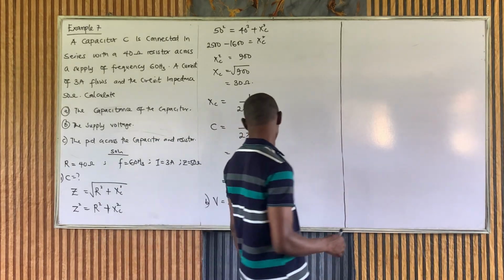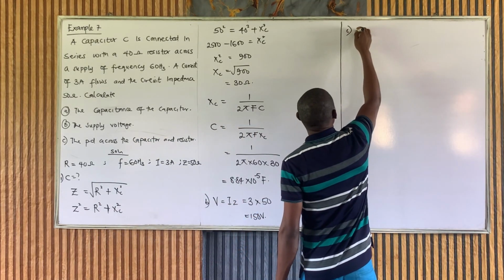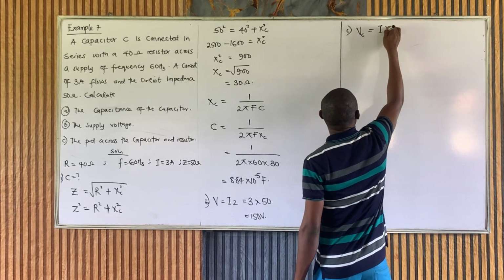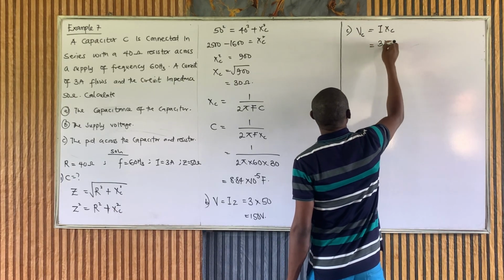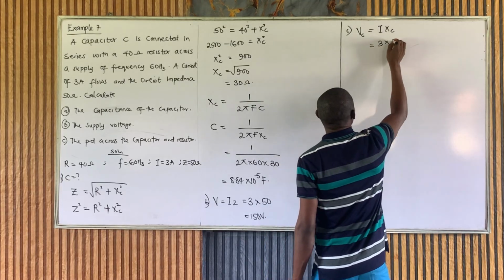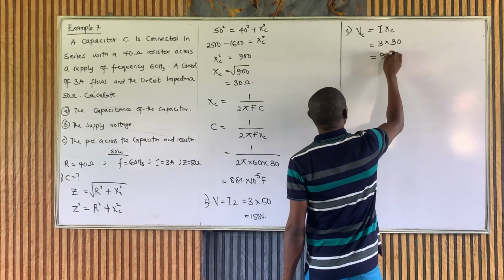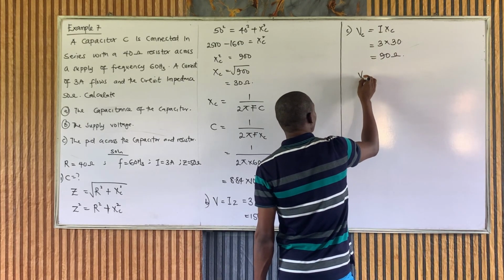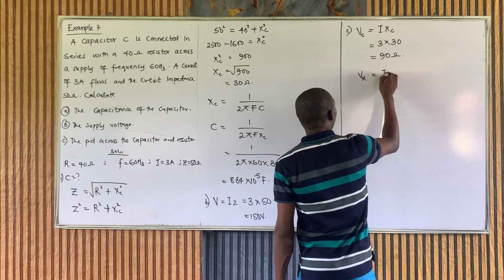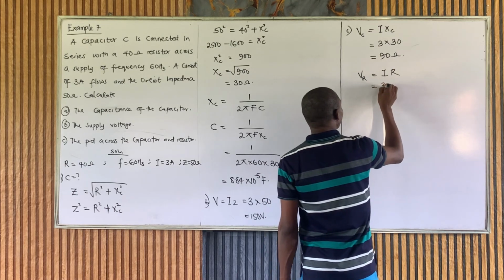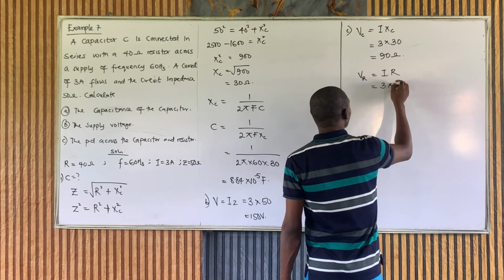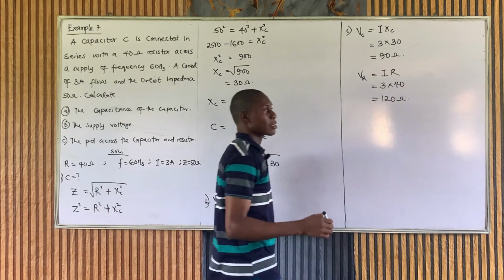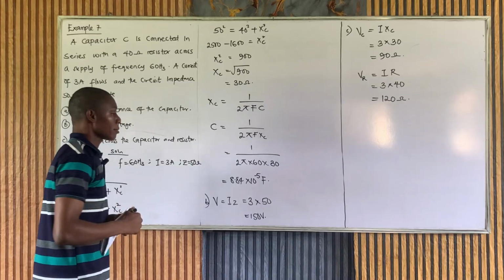The next one now, C, the V across the capacitor. And that is I XC. The current is 3, but our XC is 30. And that will give us 90 volts. And then the voltage across the resistor is IR. And that will be 3 times our R, which is 40. And that will be 120 volts. So that's that for this question.